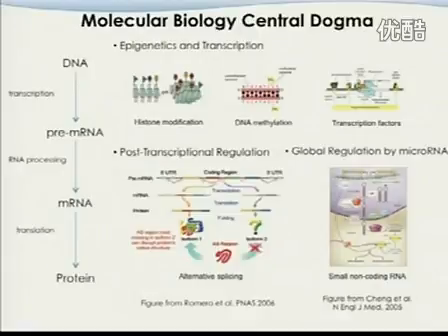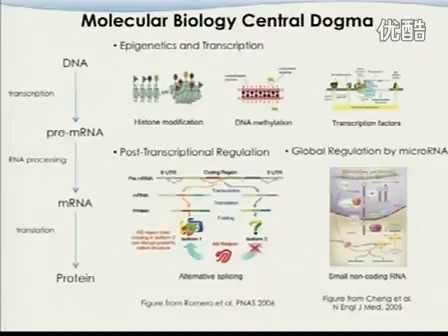So again, coming back to this central dogma of molecular biology, we have the DNA, and this is the transcription part, and then RNA processing, and then protein. This is the translation part. The epigenetics part is actually from the DNA to RNA part. It helps control and affect transcriptional regulation.